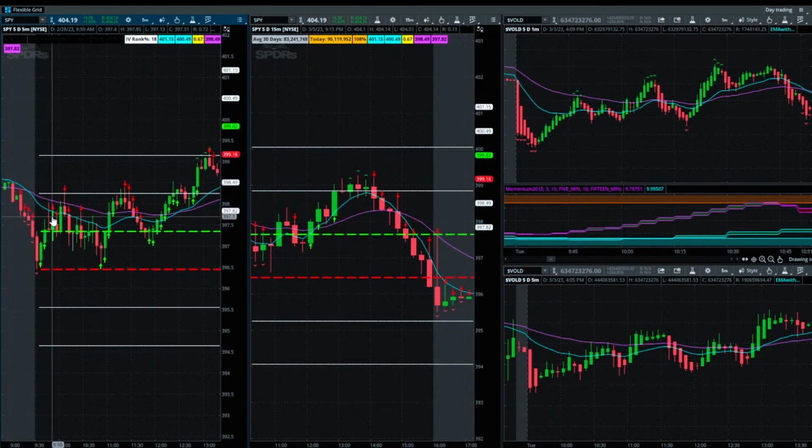Boom, we take a call. What happens? If you got greedy and you held to 398.3, you lost. Because this came all the way back down. And you probably would have got stopped out, depending on your stop loss on this 950 candle.